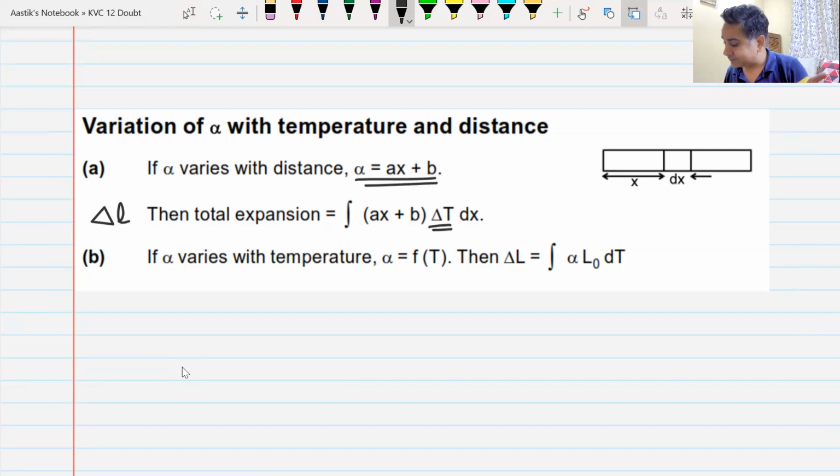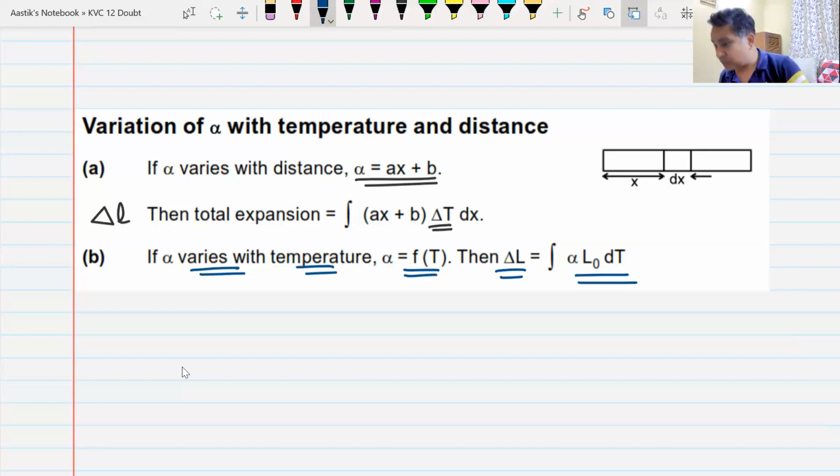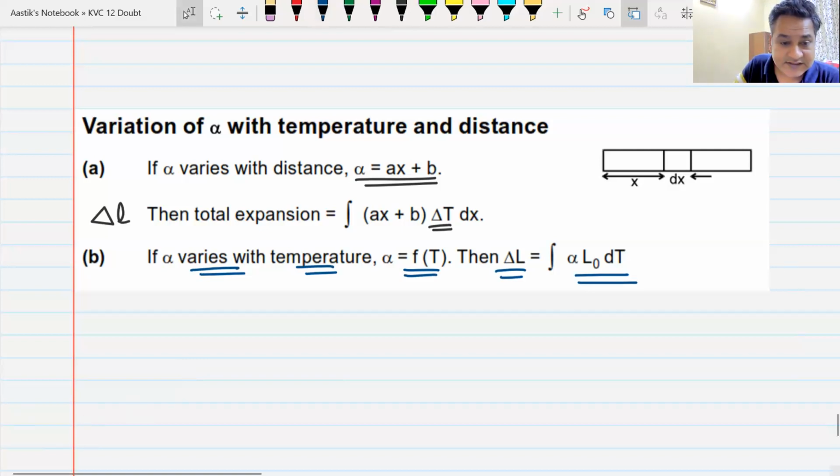Yes or no? Yes, sir. If alpha varies with temperature, alpha will be given as a function of T. You can find the change in temperature. From here, I will give you one example from both and try to make some sense out of this. Please note down this.